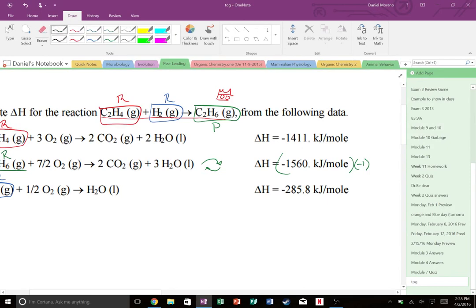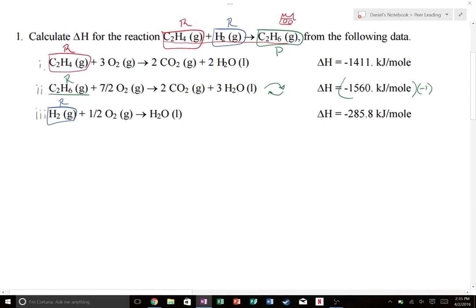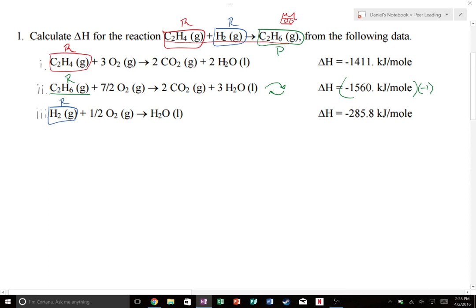Let me go ahead and rewrite these reactions. Remember, for the first and third reactions, we did not change anything. So reaction 1 is going to be C2H4 gas plus 3 O2 gas, and it's going to form 2 carbon dioxide gas and 2 waters.